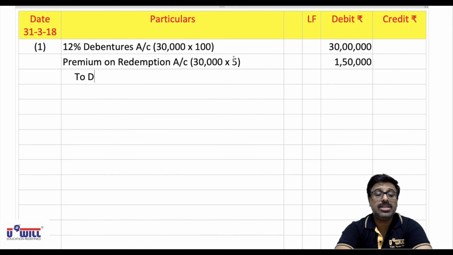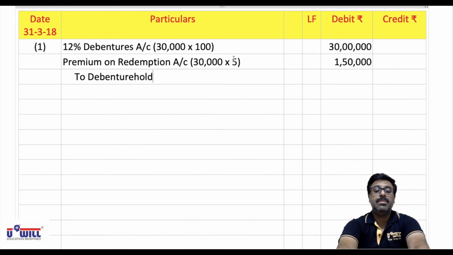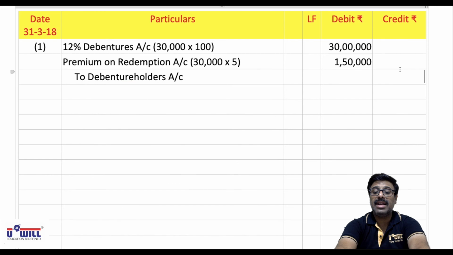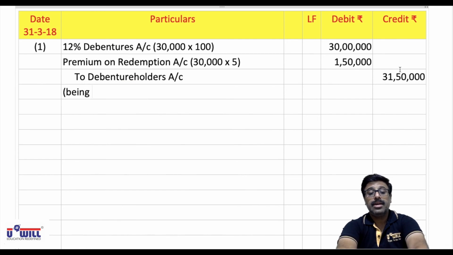And debenture holders account. Amount is payable to debenture holders. Credit the payables. So to debenture holders account with the amount of 31,50,000. Being 30,000 debentures redeemed at 5% premium.